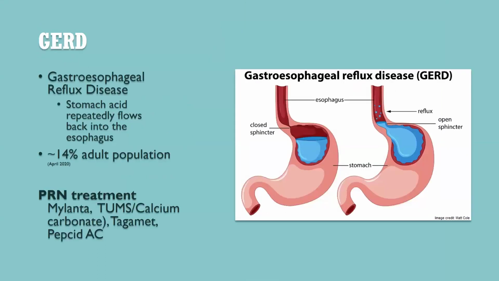So for GERD, what happens is the stomach contents repeatedly backflow into the esophagus due to the gastroesophageal sphincter not working appropriately. And it does affect roughly 14% of the adult population. The PRN treatments that you'll probably see are like Mylanta, Tums, calcium carbonate, Tagamet, or Pepcid AC.